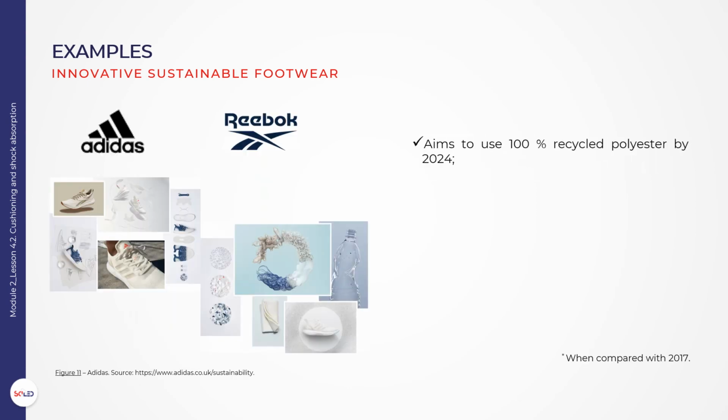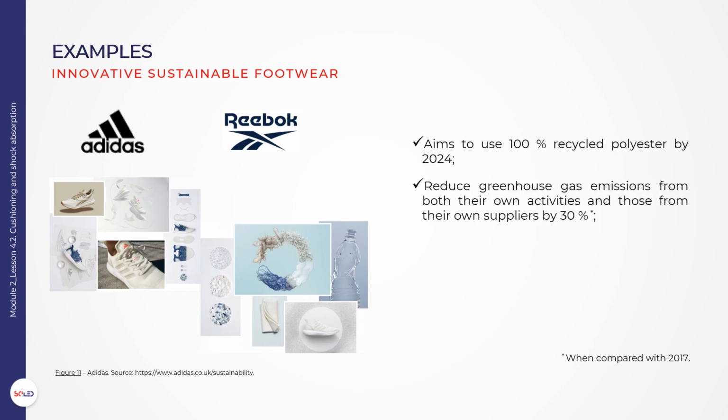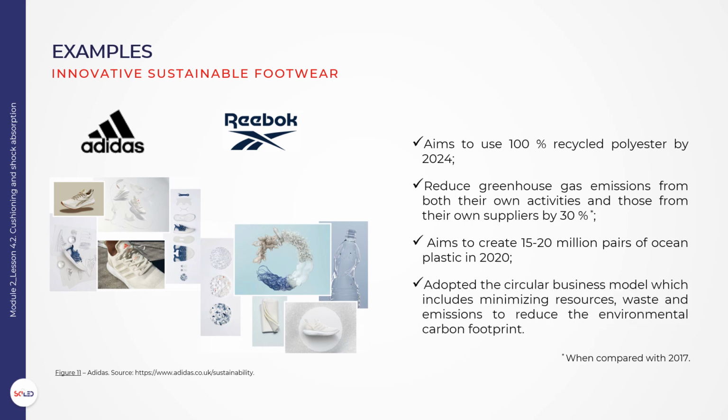Adidas Group, which owns Adidas and Reebok, aims to use 100% recycled polyester in their products by 2024. The company aims to reduce the greenhouse gas emissions from both their own activities and those of their suppliers by 30% by 2030 when compared to 2017. They also aim to create 15 to 20 million pairs of ocean plastic shoes in 2020, up from 11 million in 2019, 5 million in 2018 and 1 million in 2017, and adopted the circular business model, which includes minimizing resources, waste and emissions to reduce the environmental carbon footprint.